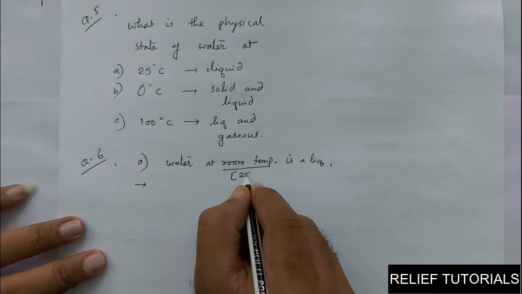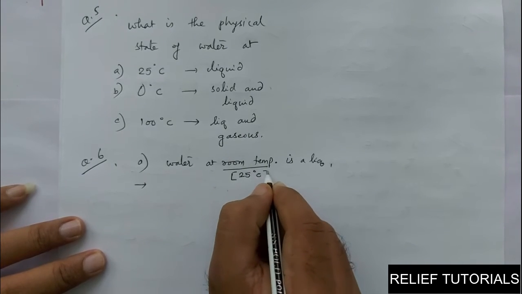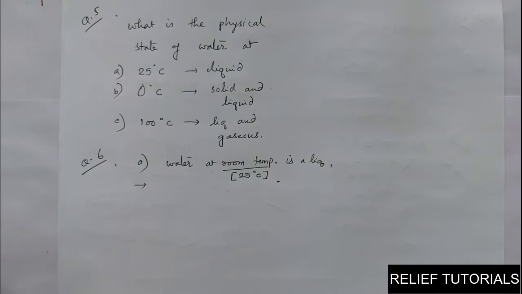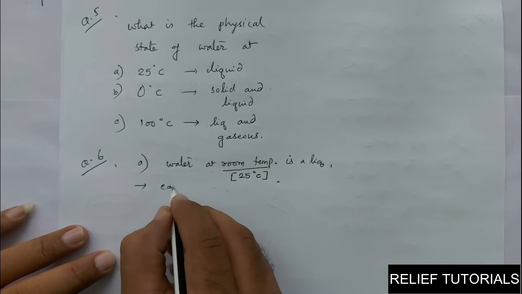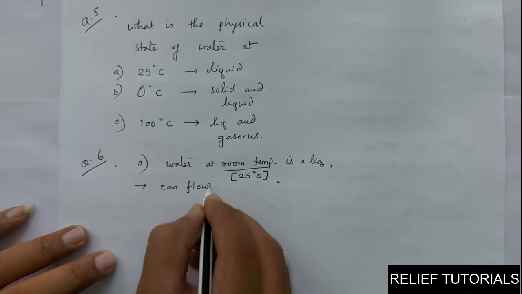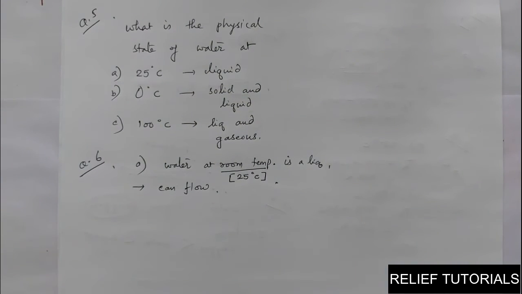Room temperature is accepted as what? 25 degrees Celsius. So the normal room temperature means nearly 25 degrees Celsius. I think we have a number of times observed this water at this temperature, and it is obviously liquid state, but you have to give two scientific reasons for that. So first we can say water at this temperature can flow. So fluidity is the property of liquids as well as gases also, but water can flow.